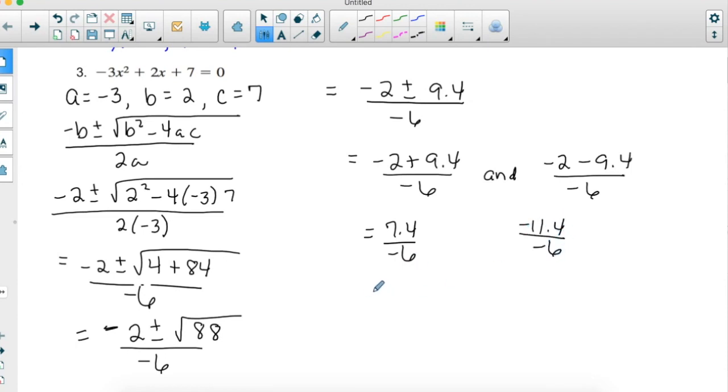And our final answer is, now here it's actually approximate because we are rounding, so all of these should be approximately. So x is approximately, when we do 7.4 divided by negative 6, we get negative 1.2. And here x is approximately negative 11.4 divided by negative 6, which is positive 1.9. So that's our final answer here.